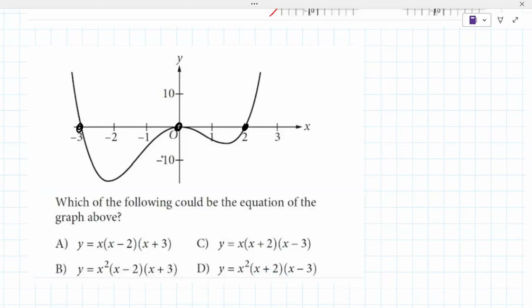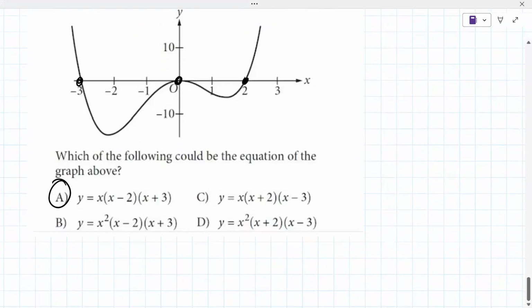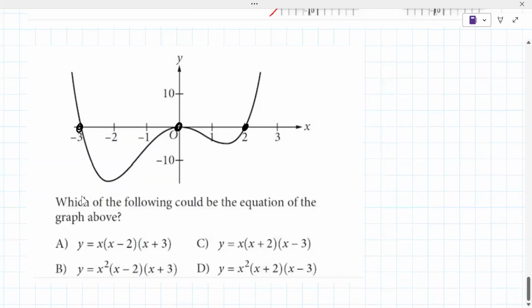Yeah. Do you want to try this one on your own, or do you want some more explanation? Is it A? It is A. No, it is not A. Why is it not A?